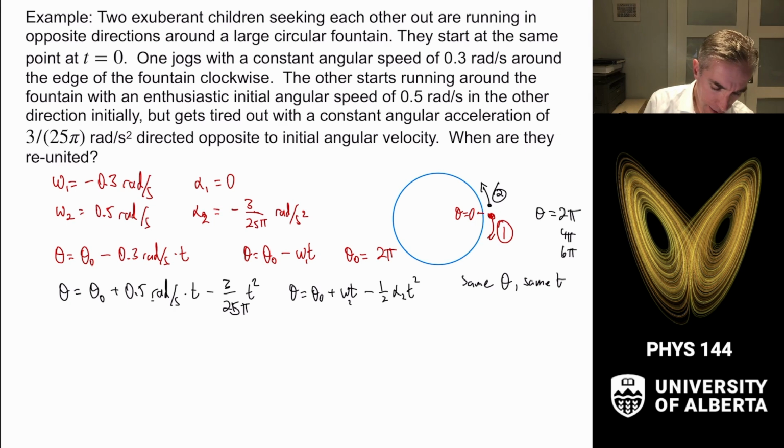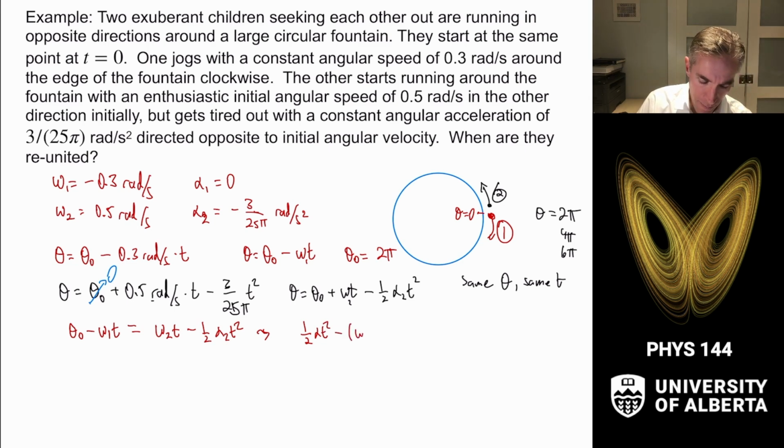Given that, I can set up some equations. The first thing I'm going to do is say that their final angles are the same. So theta naught minus omega 1 times t is equal to omega 2 times t minus 1/2 alpha 2 t squared. Then I can solve this and find that 1/2 alpha t squared minus omega 1 plus omega 2 times t plus my theta naught, which is 2 pi, is equal to 0. And that is a quadratic expression.